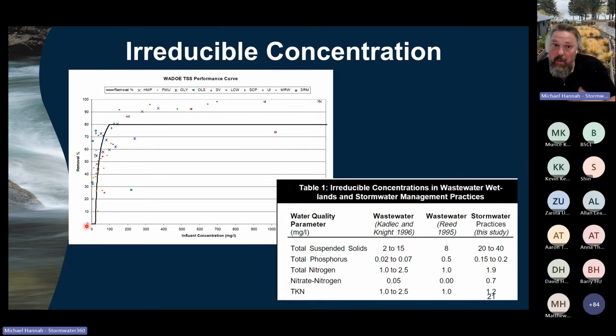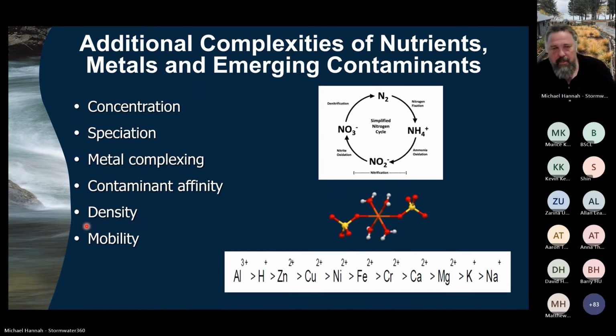Also, we can really consider irreducible concentration as almost clean water, because you can't get any removal. It could also be the background concentration of what water is. Looking at irreducible concentration for stormwater, some research has been done, and around 20 milligrams per litre is about as clean as you can get stormwater for suspended solids.